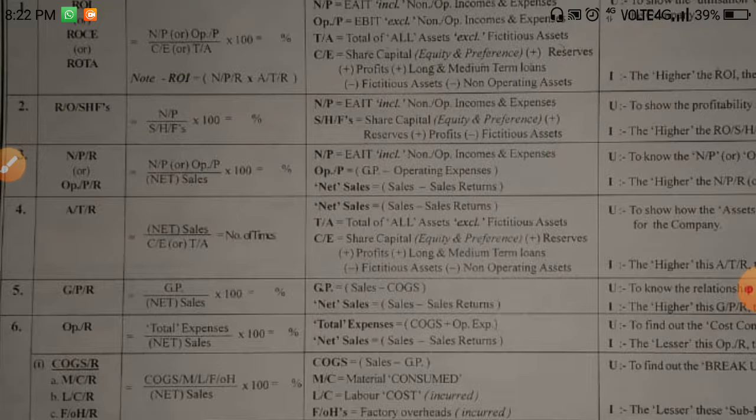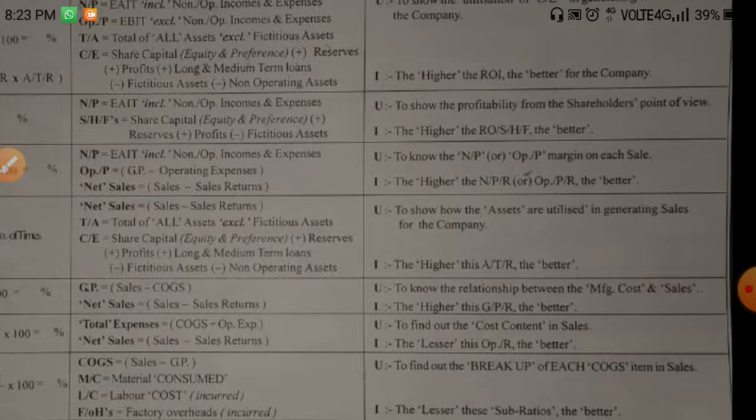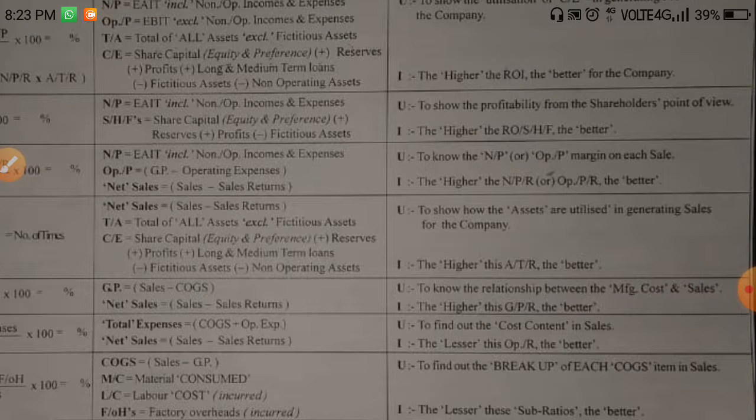Next one is gross profit ratio. Gross profit divided by net sales. How to get gross profit? Sales minus cost of goods sold will be gross profit. Net sales is equal to sales minus sales return. To note the relationship between manufacturing cost and sales, this ratio will be utilized, and the higher gross profit ratio, that will be better, because if we have more gross profit, more income can be generated and we can have better net profit.